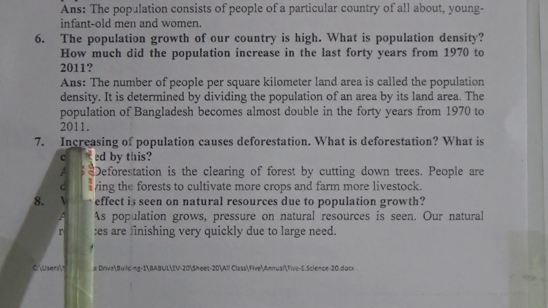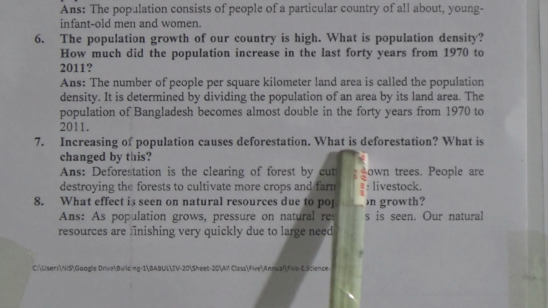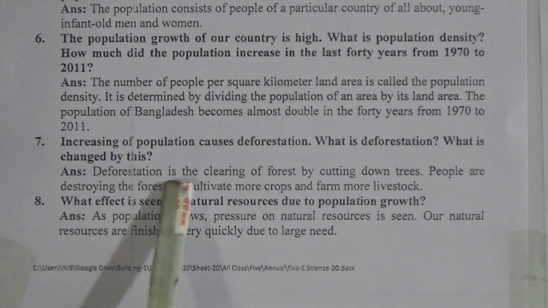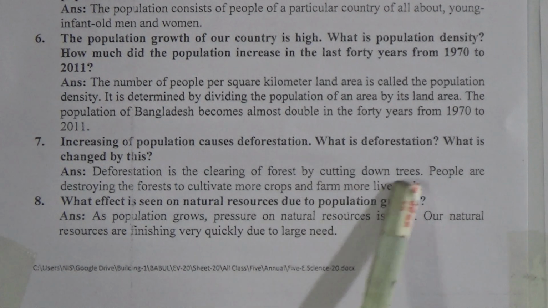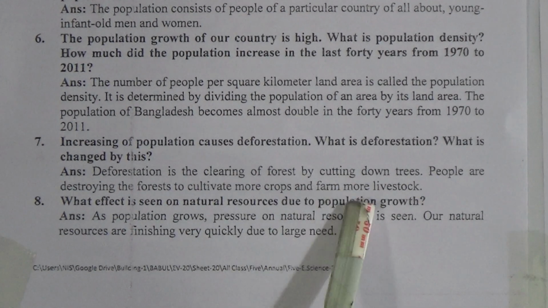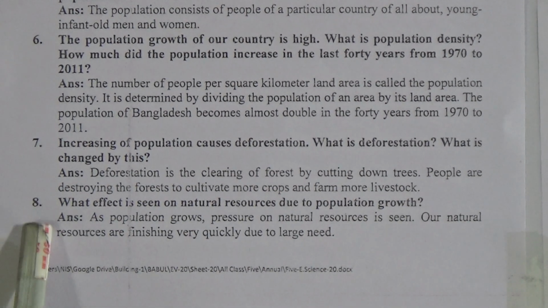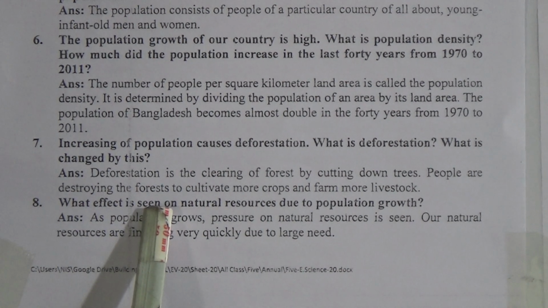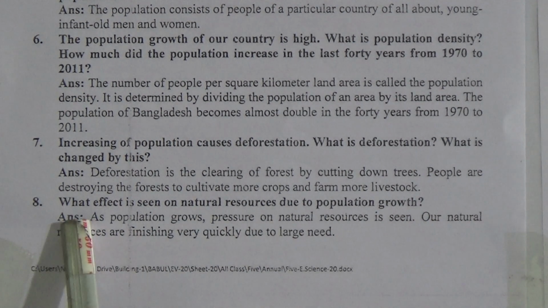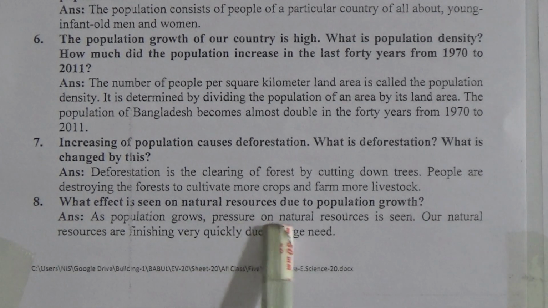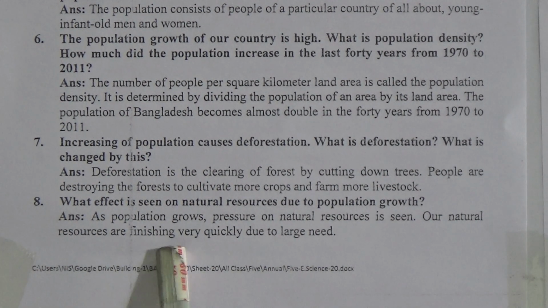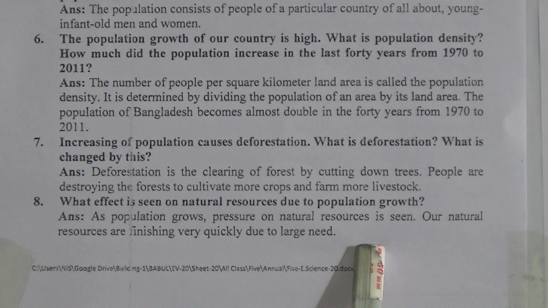Question number 7 is, increasing of population caused deforestation. What is deforestation? What is changed by this? The answer is, deforestation is the clearing of forest by cutting down trees. People are destroying the forest to cultivate more crops and farm more livestock. Question number 8 is, what effect is seen on natural resources due to population growth? The answer is, as population grows, pressure on natural resources is seen. Our natural resources are finishing very quickly due to large need.